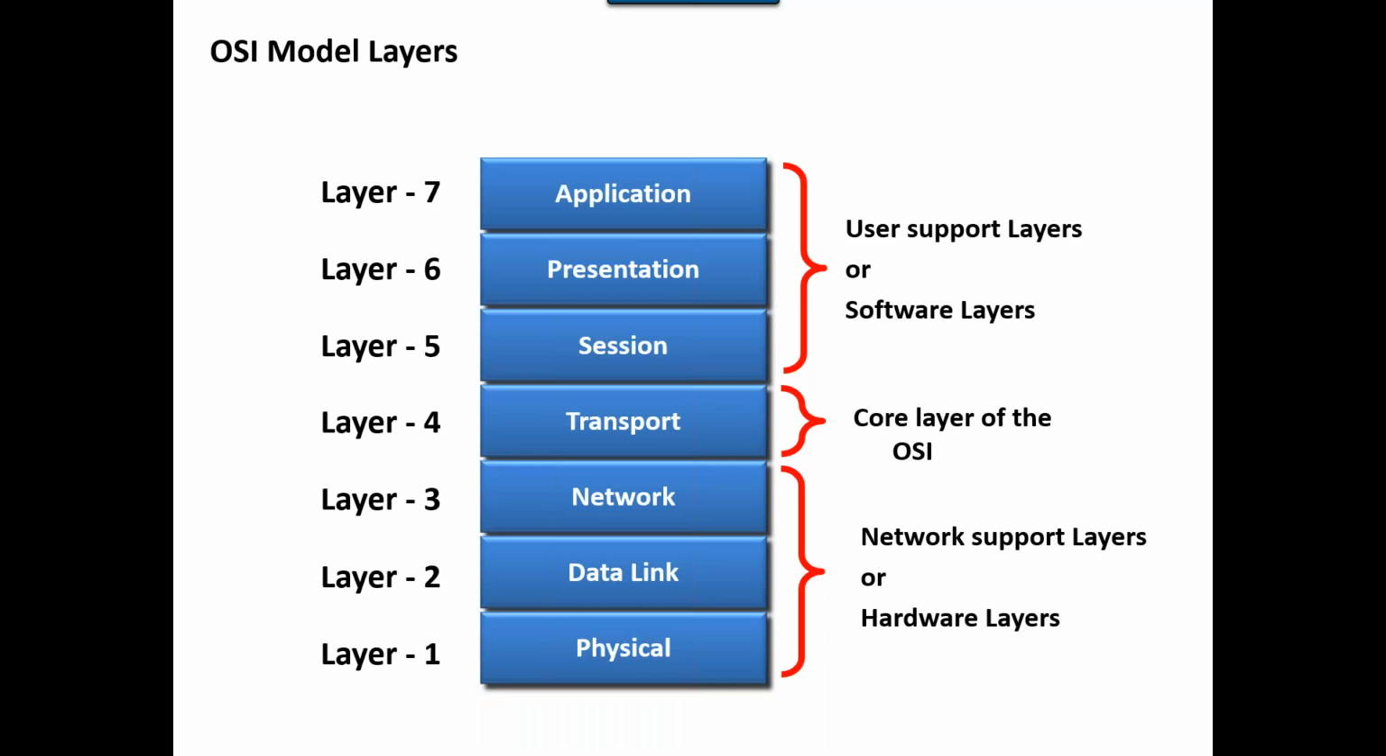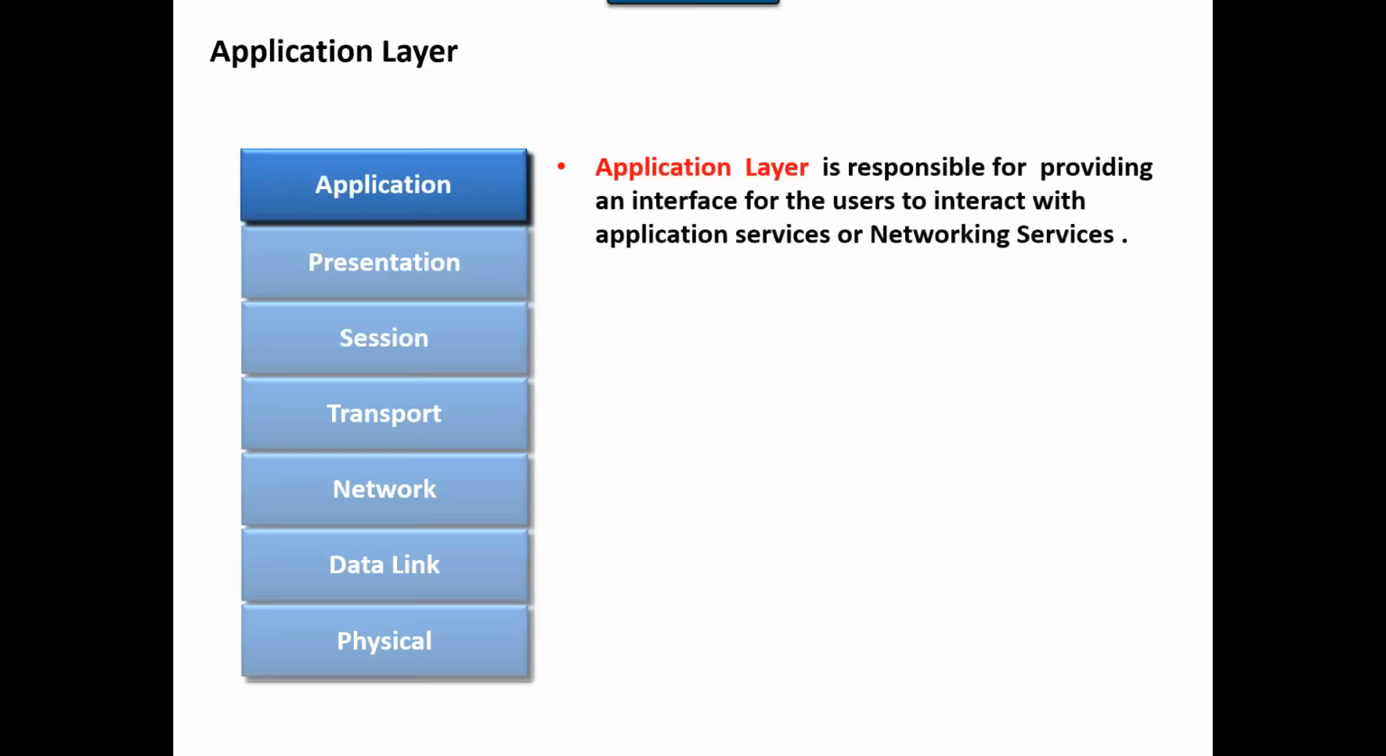Now, I want to send the data from my PC to your PC. So, in my PC, it starts working from application layer. Application layer is responsible for providing interface for users to interact with application services and networking services. If someone asks you what is the function of application layer, just tell that. This answer is enough if someone asks.